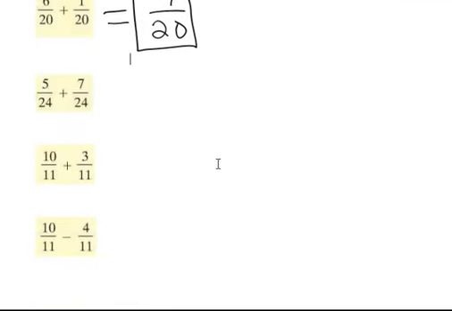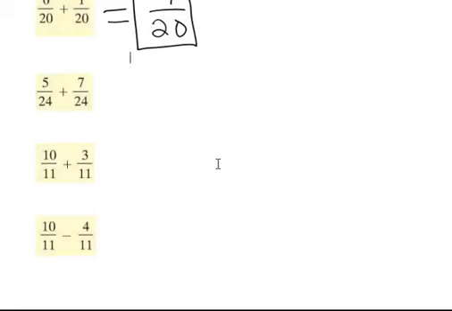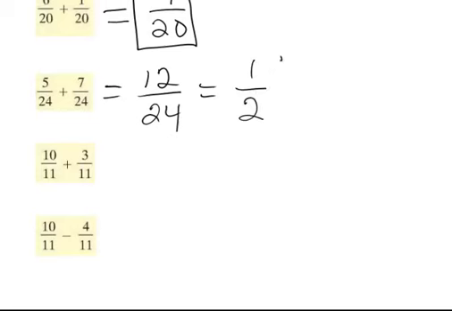The next part that I have here is 5 over 24 plus 7 over 24. So 5 plus 7 leaves me with 12 all over 24. Now I can reduce this fraction. I can divide them both by 12. So 12 goes into 12 one time. 12 goes into 24 two times.